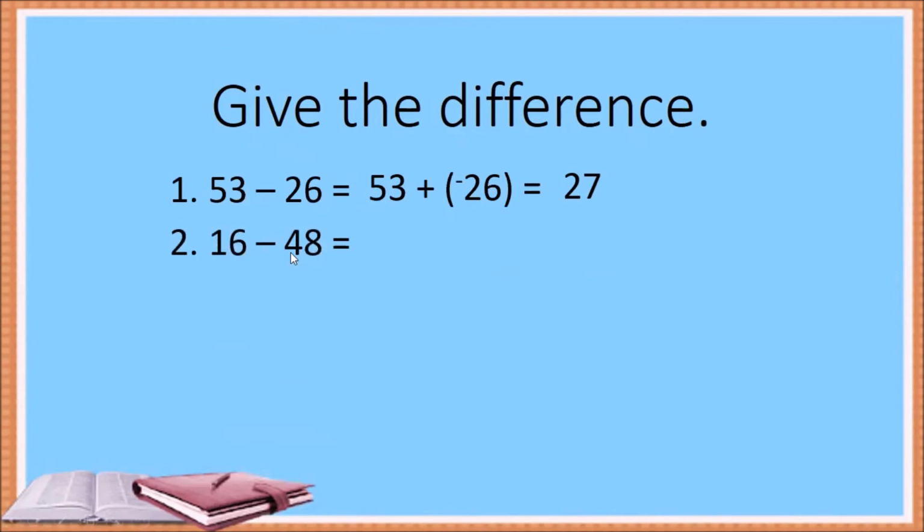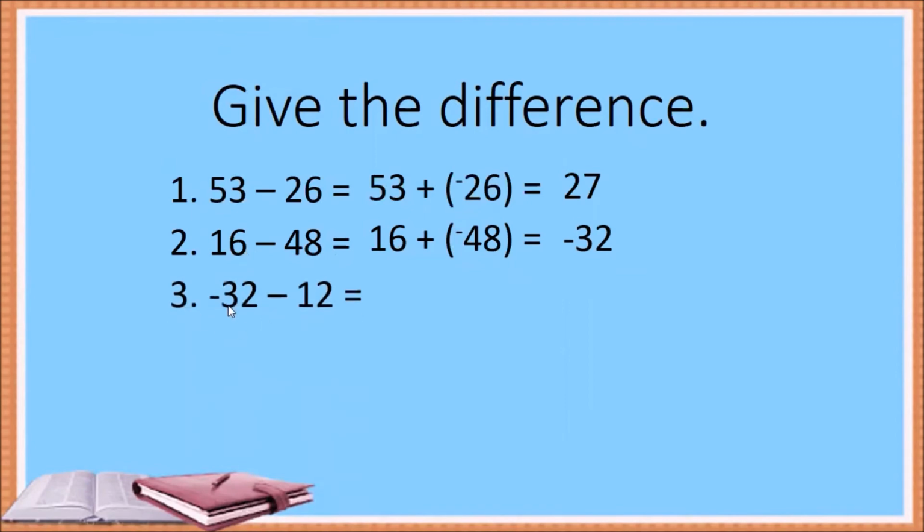Another, 16 minus 48. So we copy 16, the minuend, then plus sign for addition, and the additive inverse of 48. Kasi we need to add its additive in subtraction of signed numbers. So therefore, we observe that the signs are not the same. So subtract 48 minus 16, that is 32. And copy the sign of the greater number, which is 48. The sign is negative. Therefore, the difference between 16 and 48 is equal to negative 32.